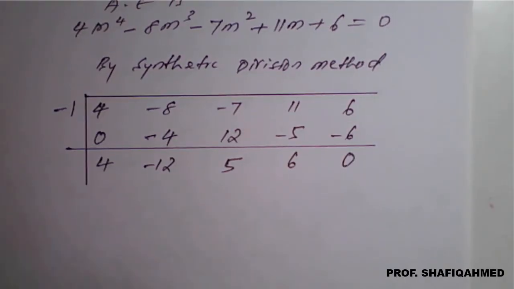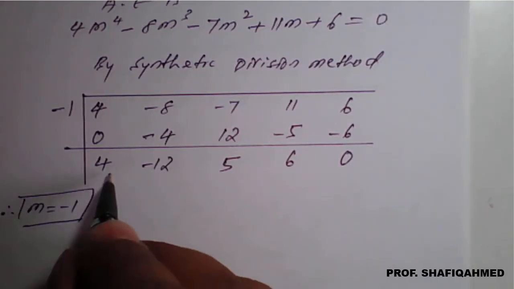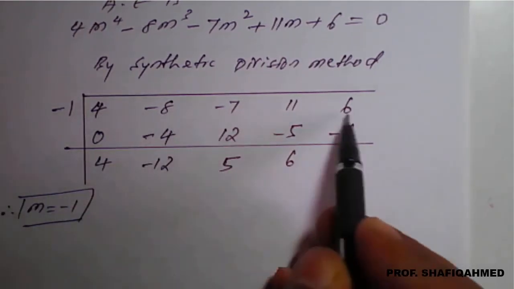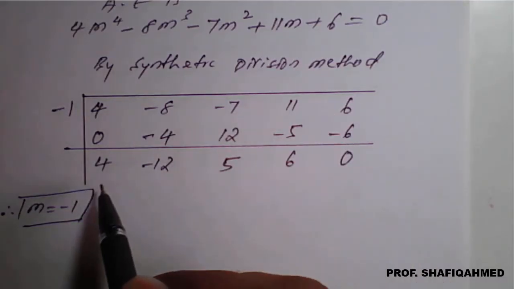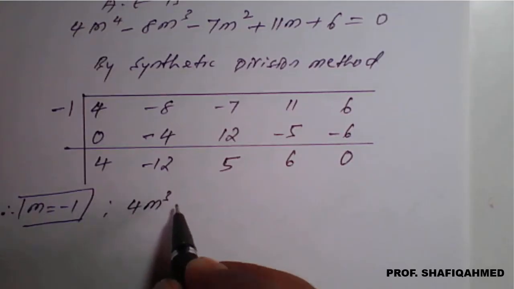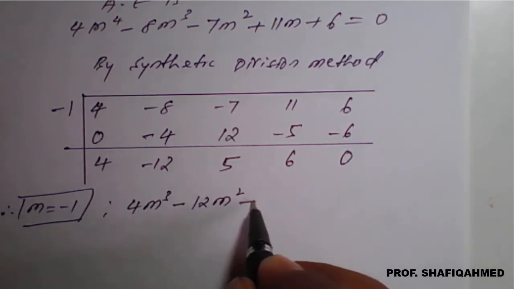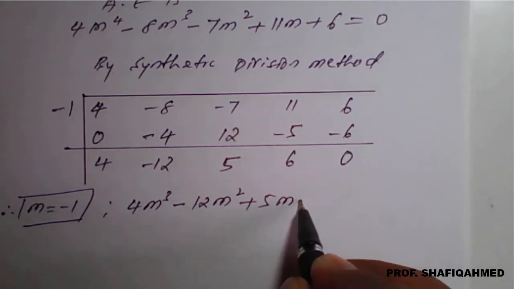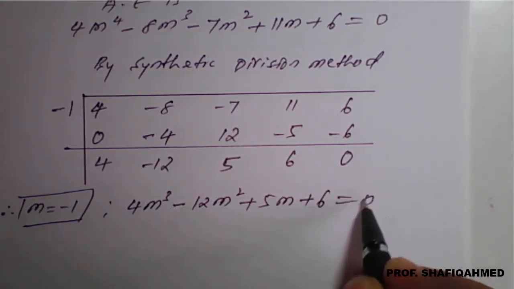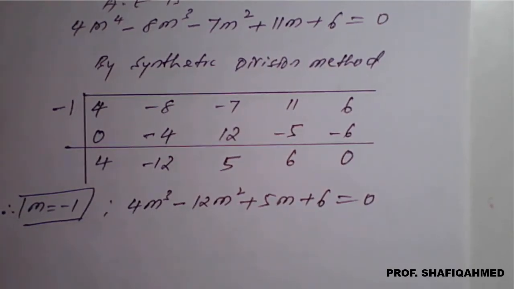Therefore m = -1 is one root, and this biquadratic equation of order 4 is converted into order 3. So this will be 4m^3 - 12m^2 + 5m + 6 = 0. This is our cubic equation. We'll get the roots for this by using the calculator now.